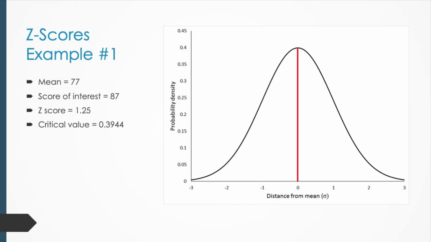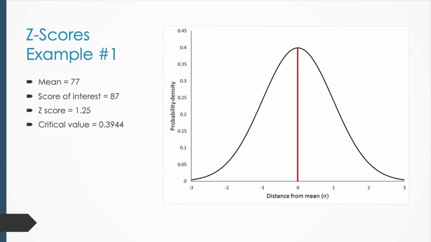So it's always a good idea, like in your homework journals, to write out all of the information around the normal distribution so you know what your values are. So here I've just reported all of that same information. We know the mean is 77, the score of interest is 87, the z-score is 1.25, and the critical value is 0.3944. So the first thing I always like to do is to make a dot of where the z-score is on your normal distribution.